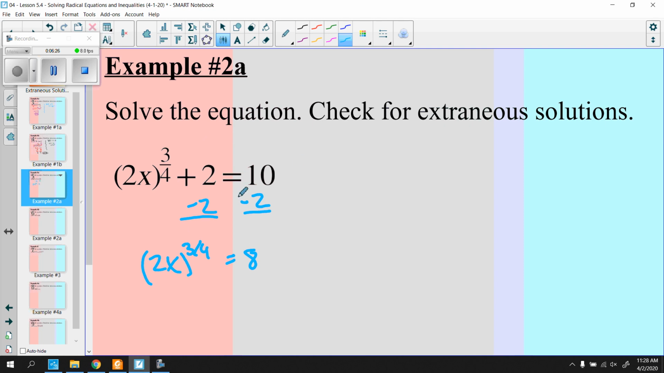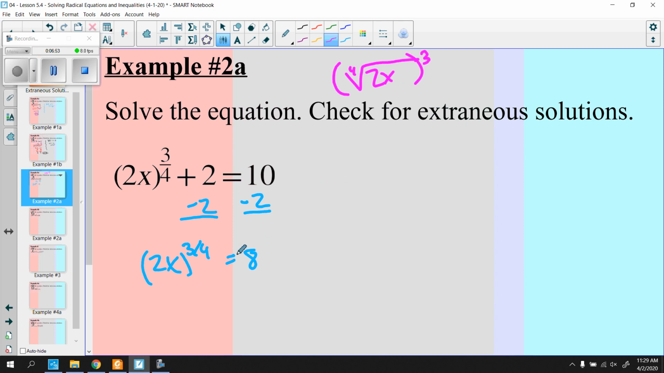So we should know from previous lessons that this right here is the same thing as the 4th root of 2x to the 3rd power. And you could solve it by doing this. What would we do then? I'd have to take the cube root of both sides to get rid of the cube, and then take both sides to the 4th power. So I can do that here in 2 steps.